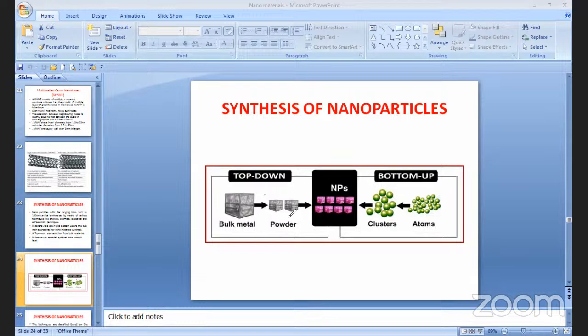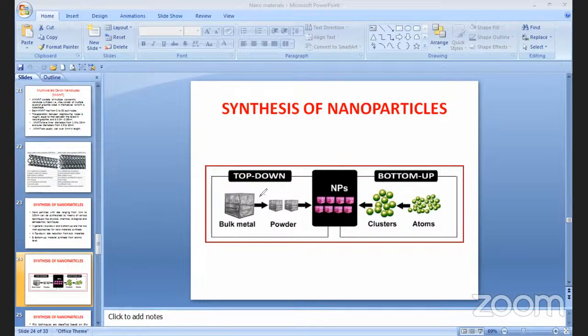In these general methods, whatever methods we have said, like physical methods, we have chemical methods as well as biological methods. Some biological methods come under top-down, some come under bottom-up. In the case of physical methods and chemical methods, both, some come under the top-down method and some of them come under the bottom-up method.